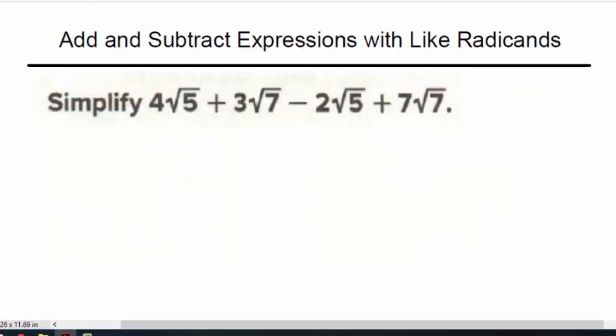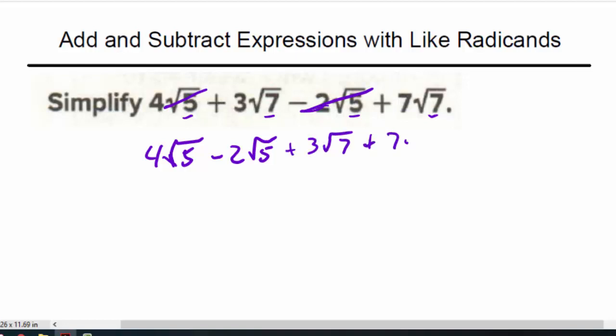All right, for this example, we're going to add and subtract expressions with like radicands. And radicands, again, are the numbers that are under the radicals here. And you can see that we have two sets of radicands, so we've got 5s and 7s. So what I'm going to do is rewrite this using the commutative property. I'm going to bring the 4 square root of 5 and the negative 2 square root of 5 up front. Then I'm going to bring down the plus 3 square root of 7 plus 7 square root of 7. So I'm going to add these two together and add these together.